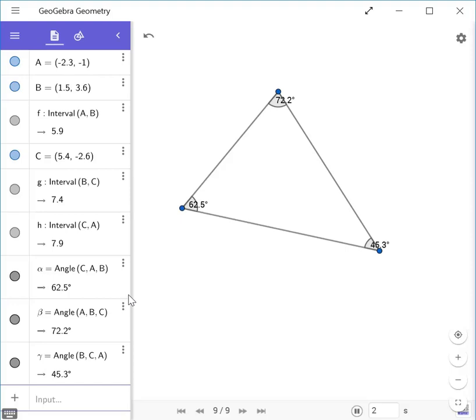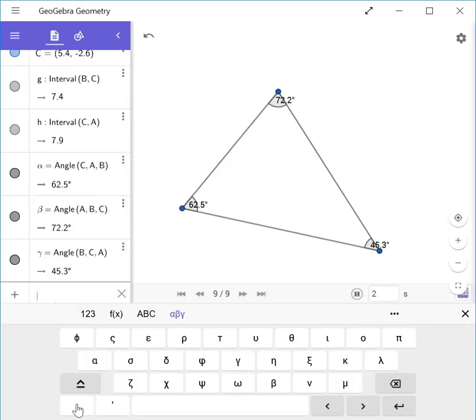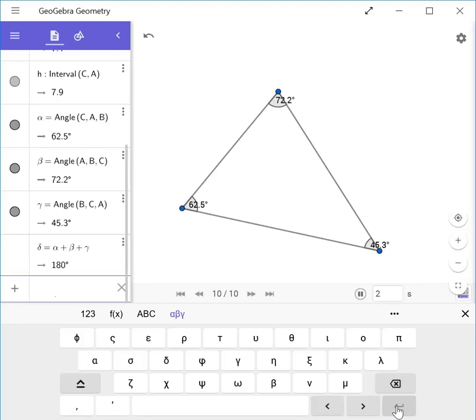And I can see here 62.5, that's that angle there. That was the first angle I measured. The second one is called beta, Greek letter, 72.2. The third one, gamma, 45.3. So I'm just going to click here into this input cell, and what I want to do is add those 3 angles together. Just using this keyboard, alpha plus beta plus gamma, and enter.